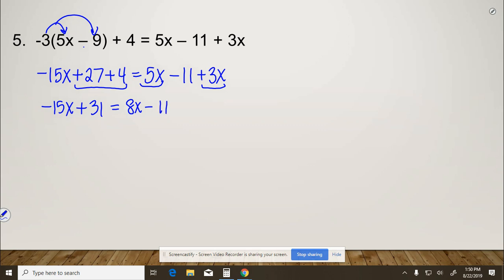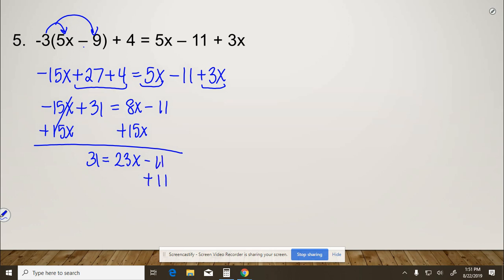So right here, you should be able to tell if this is one, none, or infinite just by looking at it. They do not have the same coefficients. So this is solvable and we'll have only one solution. So we're going to add 15x to both sides. We get 31 equals 23x plus minus 11. Add 11, we get 42 equals 23x.